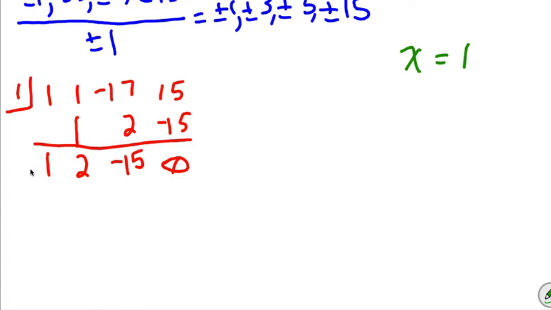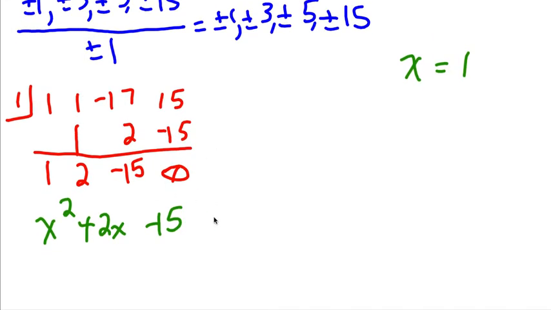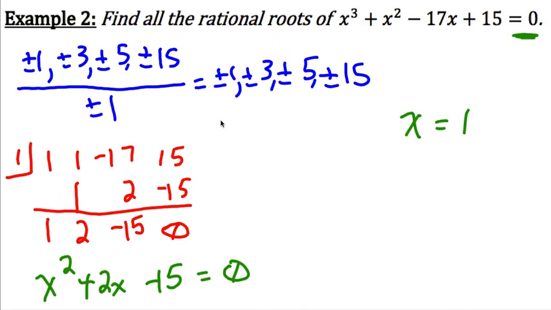But now look down here. We want to see, what do we have here? Well, this is x squared plus 2x minus 15. And this is a remainder of 0, but this is still an equation, right? It's still equal to 0. Now that's not equal to 0 because of this 0 here. It's equal to 0 because the equation up here is equal to 0.